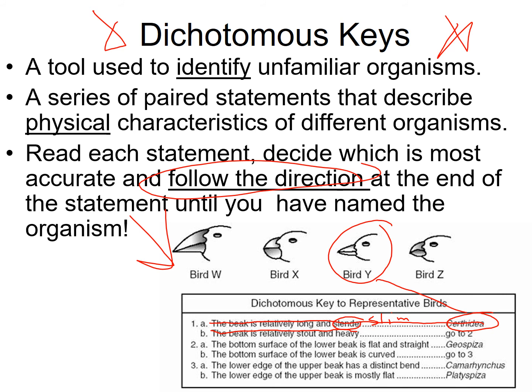But now I have B. It says the beak is relatively stout and heavy. It tells me to do what? Go to 2. As soon as we hear that, we automatically try to say, oh, that's bird W. No, it didn't tell you that. You have to listen to the question and read the question. So it says go to number 2.